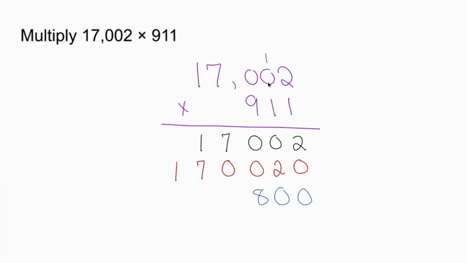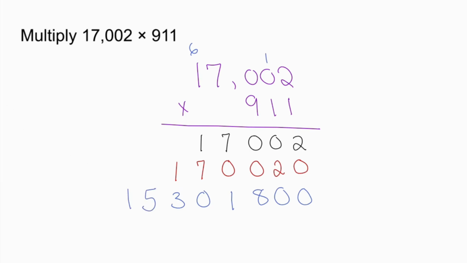9 times 0 is 0. 0 plus 1 is 1. 9 times 0 is 0. 9 times 7 is 63. Write out your 3, carry over a 6. 9 times 1 is 9. 9 plus 6 is 15. Write out all of 15.